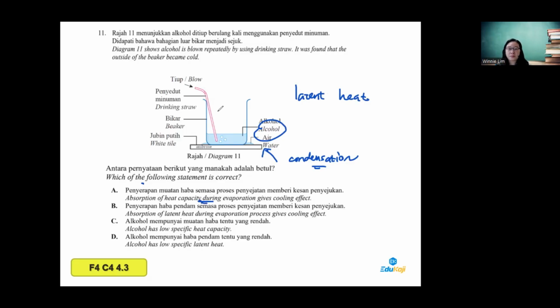No. Okay, the evaporation occurs inside the beaker. But then it causes condensation because of the cooling effect, so that's why there's also water outside. So B, absorption during evaporation gives cooling effect. Yes, that's why it's cooling so the outside condenses. Then C, low specific capacity. No, not so accurate. They want to explain the idea of the cooling effect. So the answer is B.